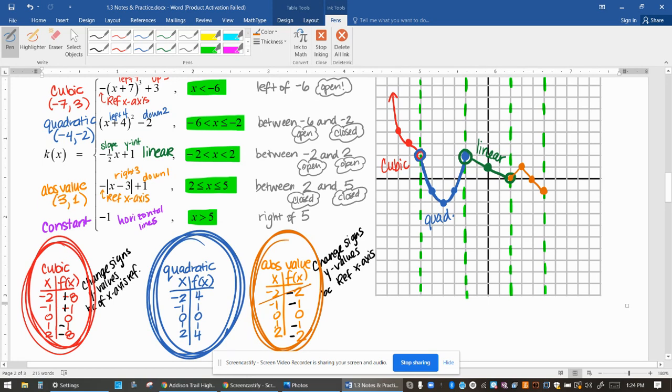Finally, the constant function says k of x equals -1. That is a horizontal line that goes through the y-axis at -1, okay? But I don't want it to exist through all of those points. They only want it to the right of 5 on the x-axis. So open point at 5 because it said it has to be greater than 5, not greater than or equal to. And then forever to the right. So that's what to the right of 5 means.